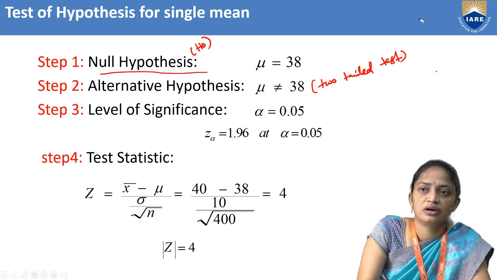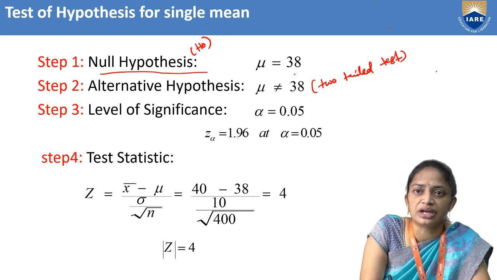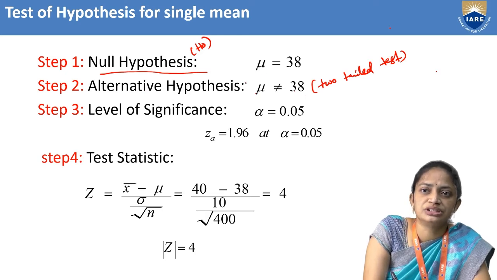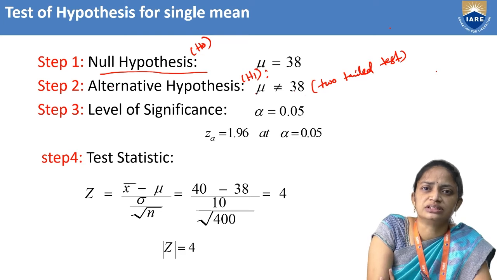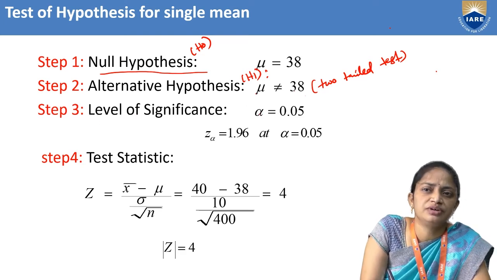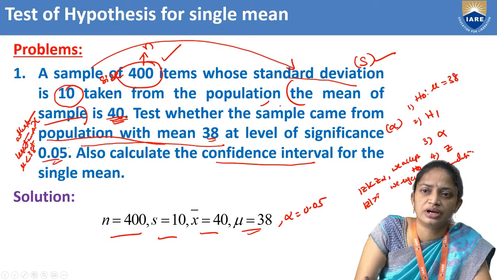So here the given statement is mu equals 38, and the alternative hypothesis, denoted with H1, is mu not equal to 38. That means it is a two-tailed test. Next is the third step, level of significance, which we already have.